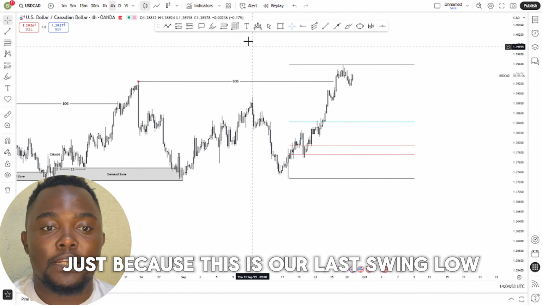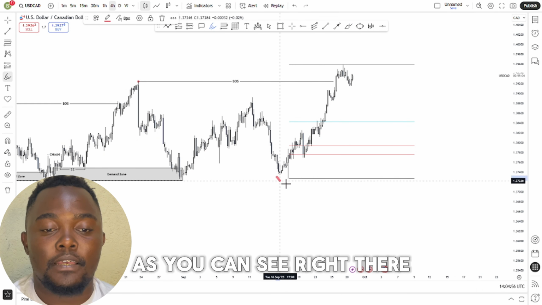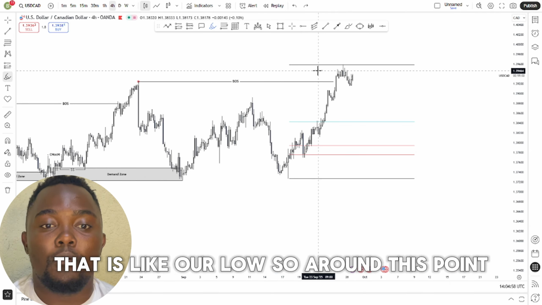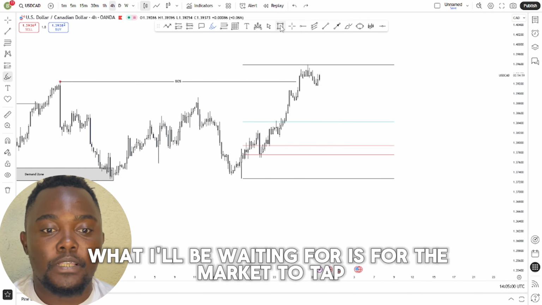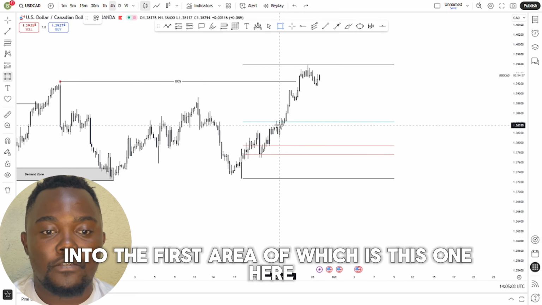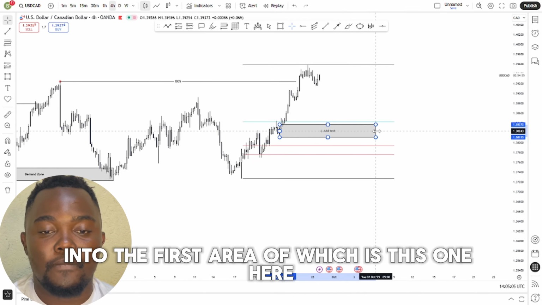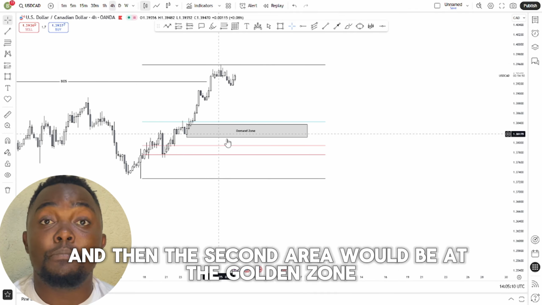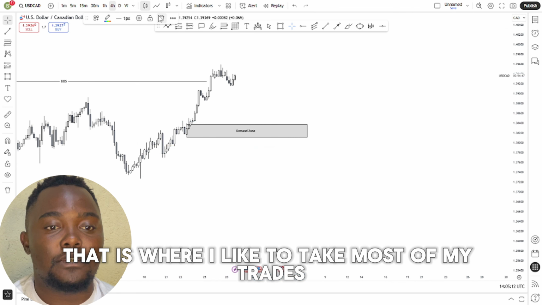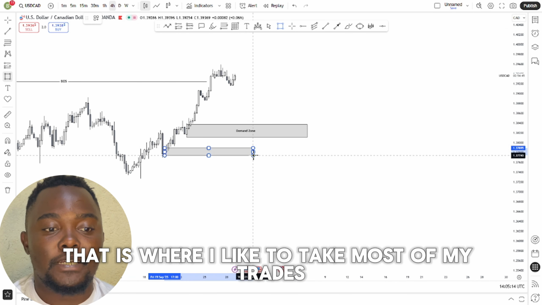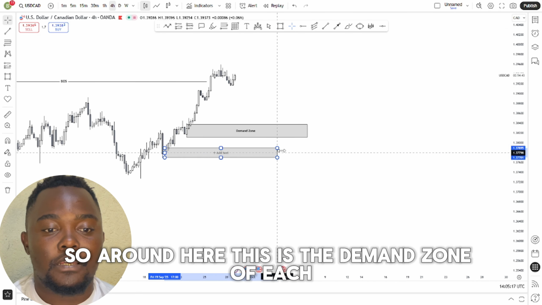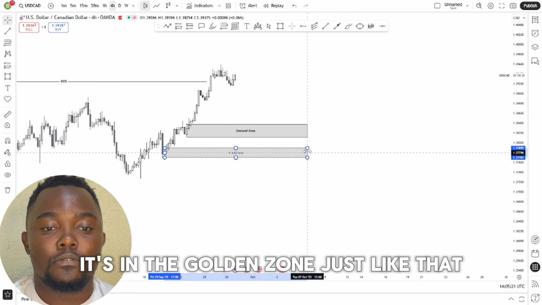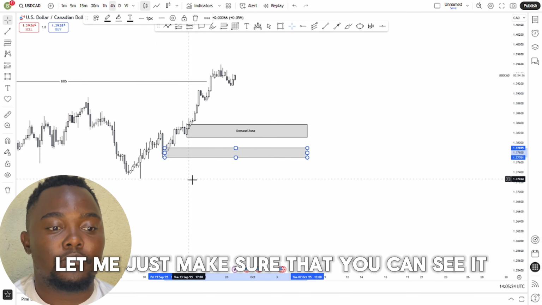So from the low to the high, this is our last swing low, as you can see right there. Around this point, what I'll be waiting for is for the market to tap into the first area, which is this demand zone here. And then the second area would be at the golden zone, which is where I like to take most of my trades. So around here, this is the demand zone, and it's in the golden zone, just like that. Let me just make sure that you can see it.